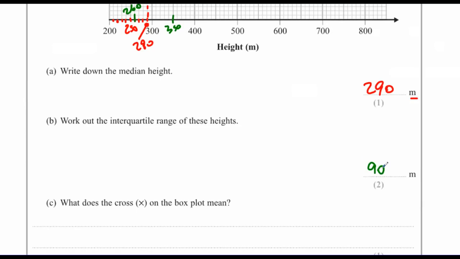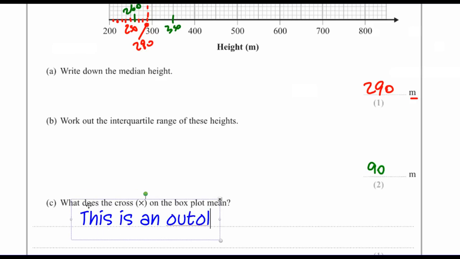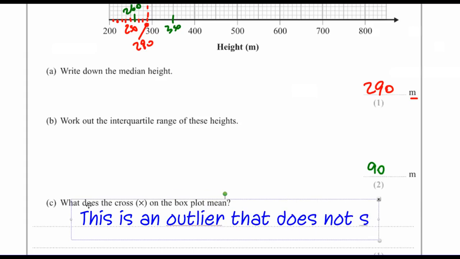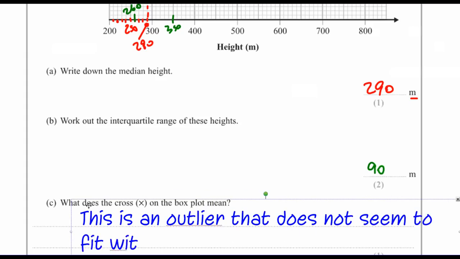What does a cross on the box plot mean? Okay, so this is an outlier that does not seem to fit with the rest of the data.